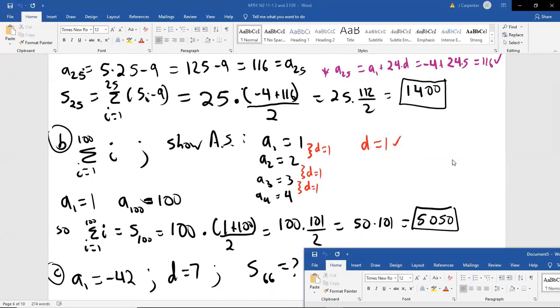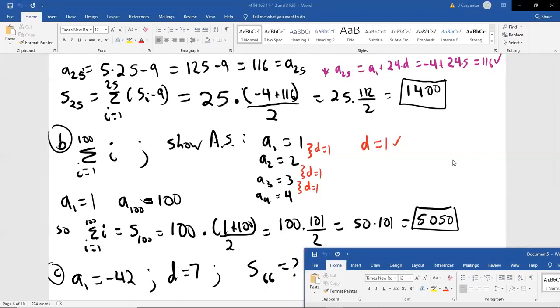Last problem of the section. Told you there wasn't very much left in the section. What the information we're given tells us is that we have a sequence where the first term is -42. We're told the common difference is 7, which means to get the second term, add 7. To get the third term, add another 7. To get the fourth term, add another 7. And we want to find the sum of the first 66 terms. That's what that information says in front of us.